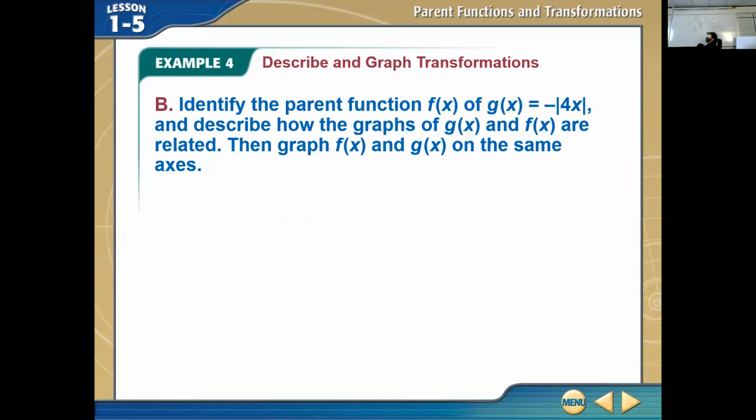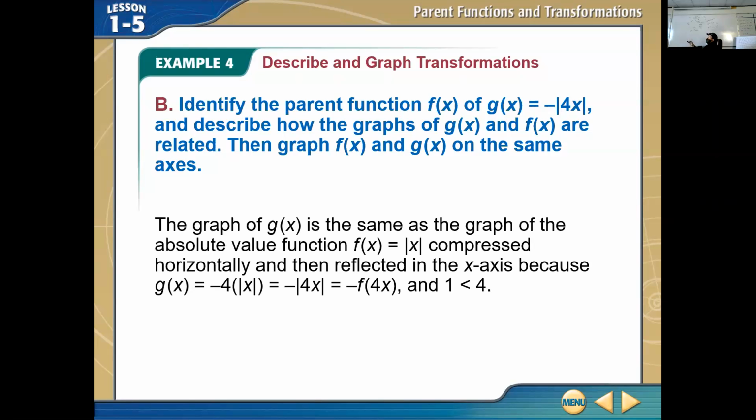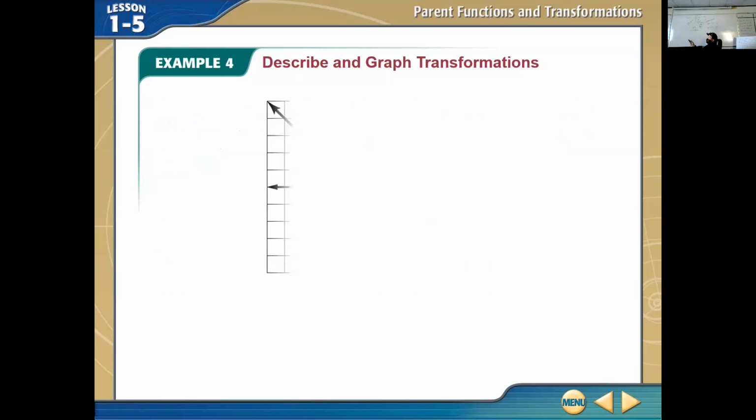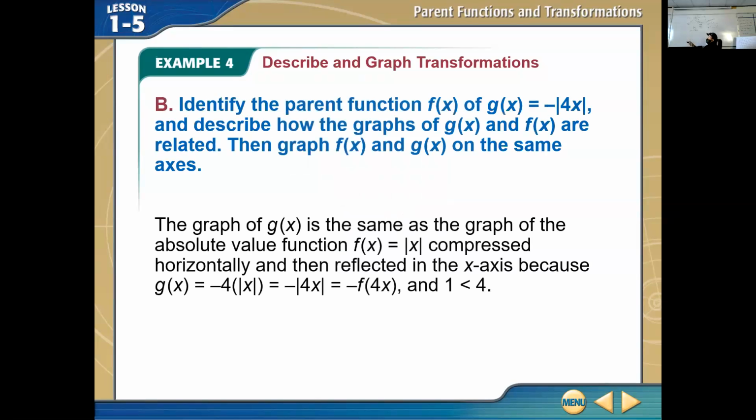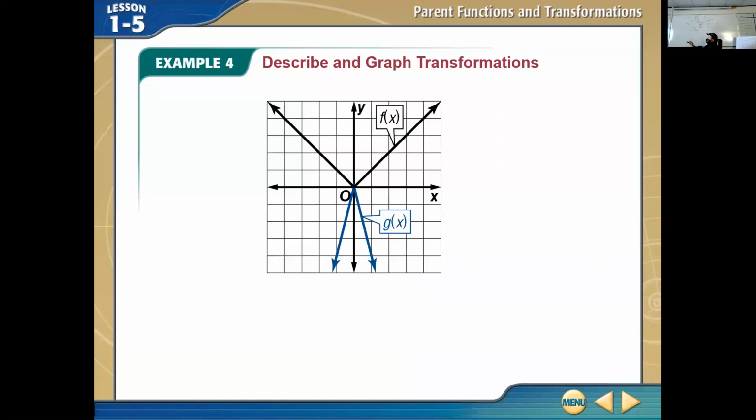Okay, identify the parent function of f of x, which is equal to g of x. That's the negative absolute value of 4x. So the parent function is the absolute value function, absolute value of x. This is on the inside, so this has been compressed horizontally by a factor of 4, or it's been stretched vertically by a factor of 4. I forgot the negative, which flips it over the x-axis because the negative's on the outside. And that's what it would look like.